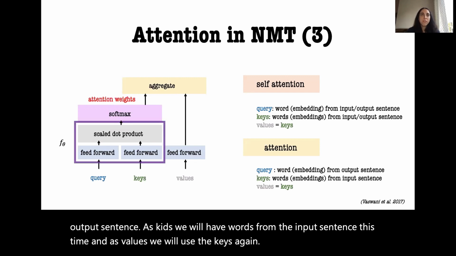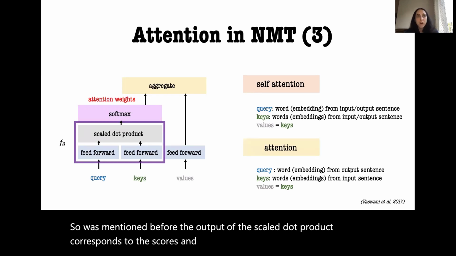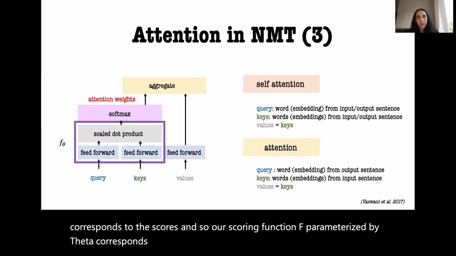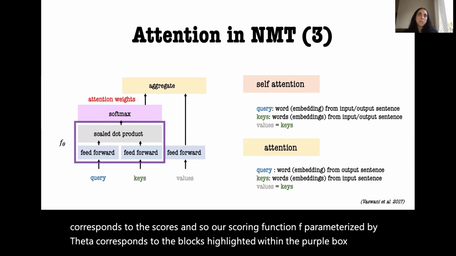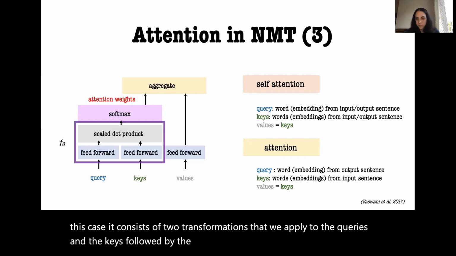So as mentioned before, the output of the scaled dot product corresponds to the scores. And so our scoring function f, parameterized by theta, corresponds to the blocks highlighted within the purple box. In this case, it consists of two transformations that we apply to the queries and the keys, followed by the scaled dot product.